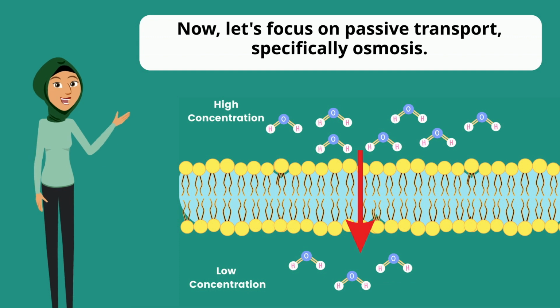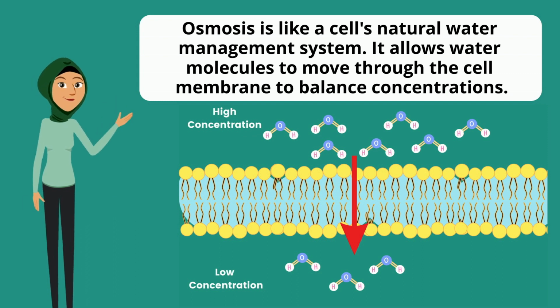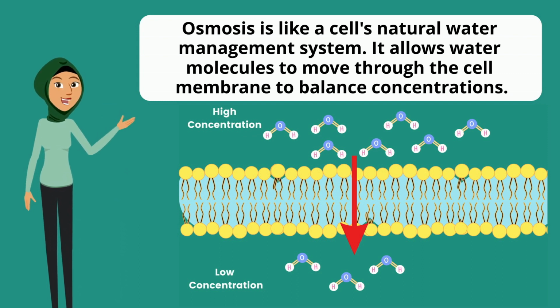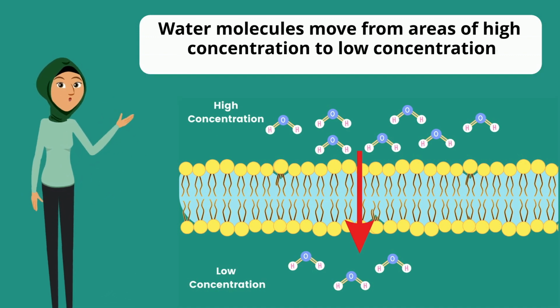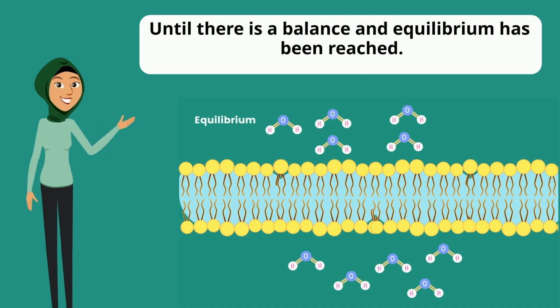Now let's focus on passive transport, specifically osmosis. Osmosis is like a cell's natural water management system. It allows water molecules to move through the cell membrane to balance concentrations. Water molecules move from areas of high concentration to low concentration until there's a balance and equilibrium has been reached.